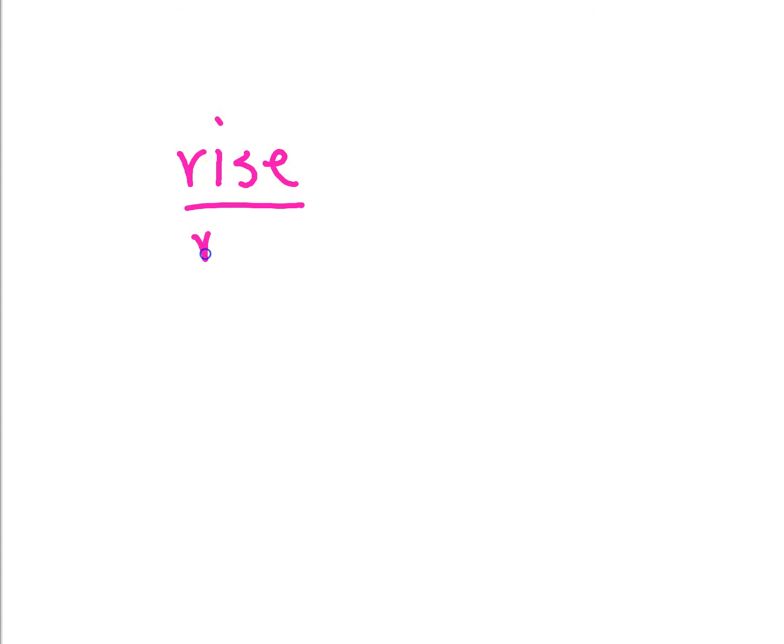Slope is rise over run. To get the rise, you'll subtract the y coordinates, y2 minus y1. And to get the run, you'll subtract the x coordinates, x2 minus x1. Well, what do these mean?